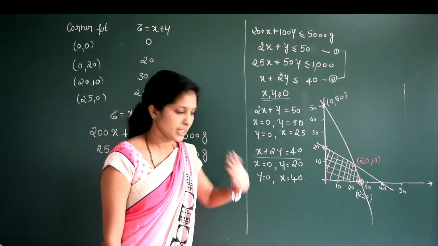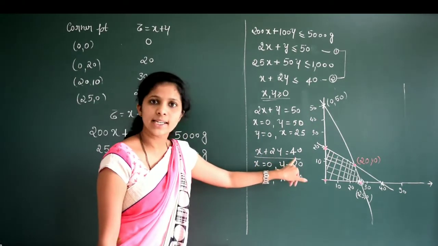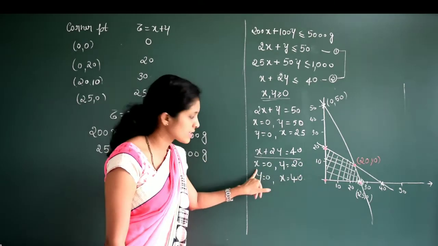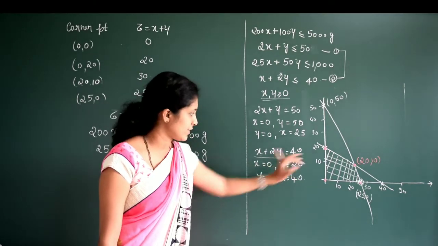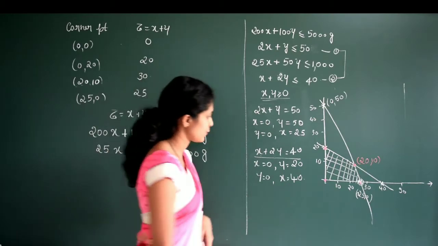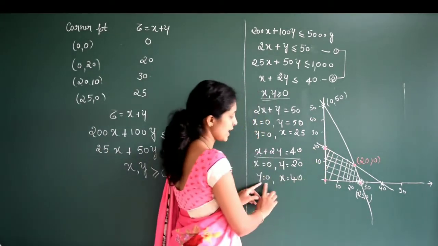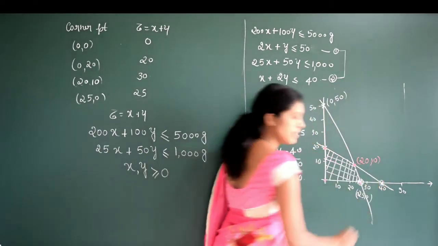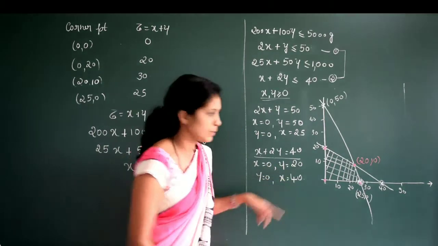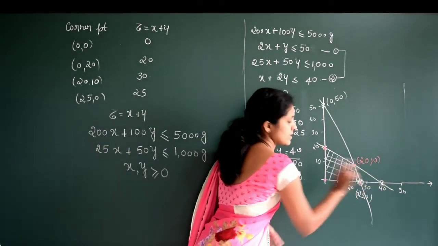Everything should be written. This is now x plus 2y is equal to 40. If you substitute x is 0, y will be 20, right? If y is 0, x is 40, right? So the point is here. Next, x is 0, y will be 20. So this is the point and this is the line.